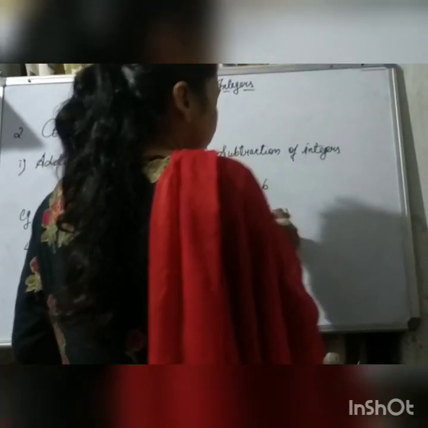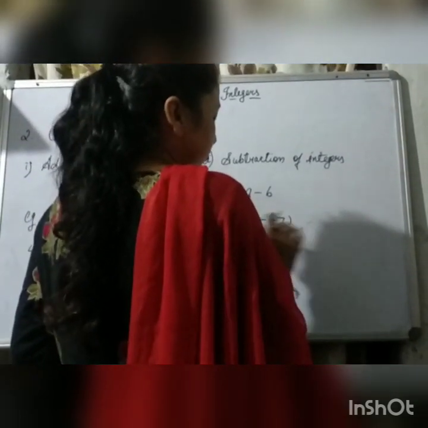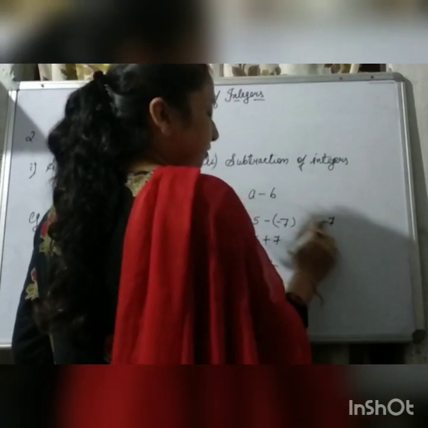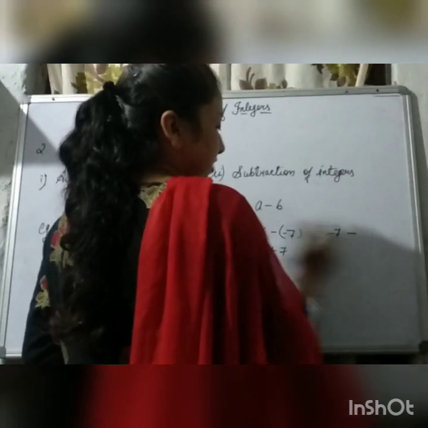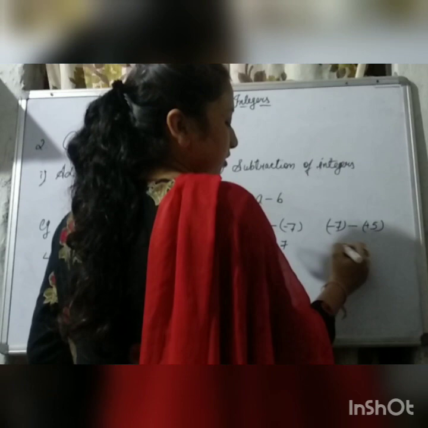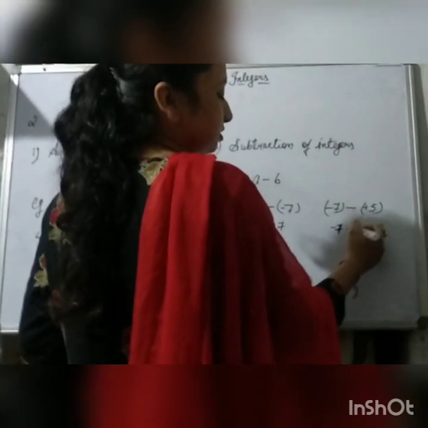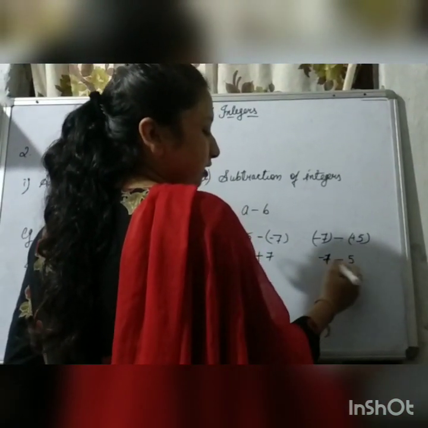Now we'll check if I change the order of these two integers. So minus 7 will come in the place of the first integer, and this minus, and the plus 5 will come in the place of the second integer. So now I will solve this: minus 7, and minus into plus, minus. When we open the bracket, 5 will get a minus sign. So minus 7 minus 5.